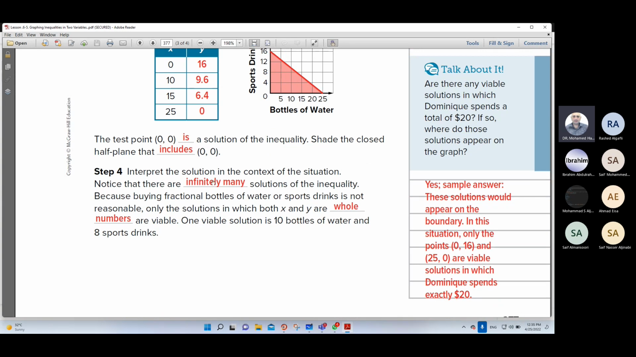Then interpret the solution in the context of the situation. Notice that there are infinitely many solutions of the inequality, because buying a fraction of bottles of water or sports drinks is not reasonable. Only the solutions in which both x and y are whole numbers are viable. One viable solution is 10 bottles of water and 8 sports drinks.